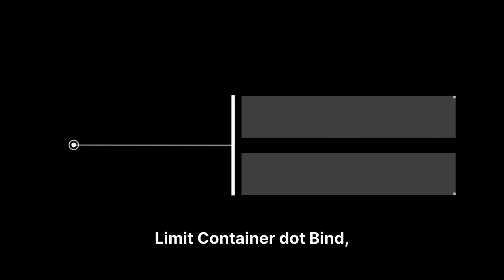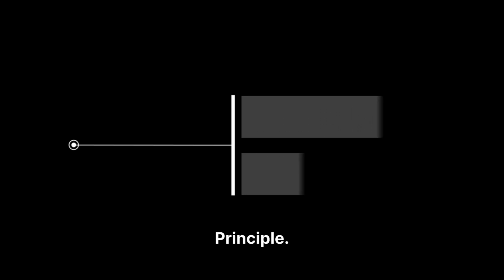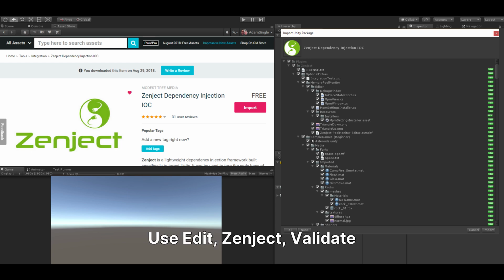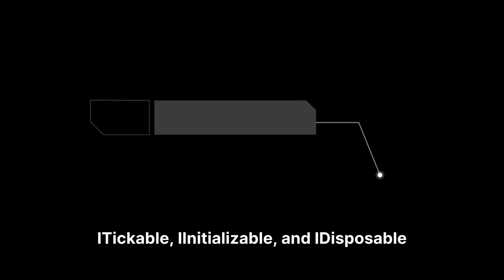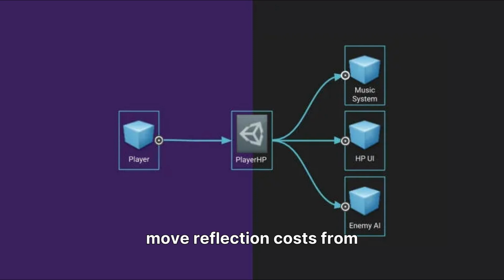Limit Container.Bind, Rebind, and Unbind calls to installers and factories, adhering to the composition root principle. Use Edit, Zenject, Validate Current Scene to perform a dry run and catch missing dependencies at editor time. Control execution order for ITickable, IInitializable, and IDisposable calls using Container.BindExecutionOrder<T> with a priority. Enable reflection baking to move reflection costs from runtime to build time, reducing startup time.